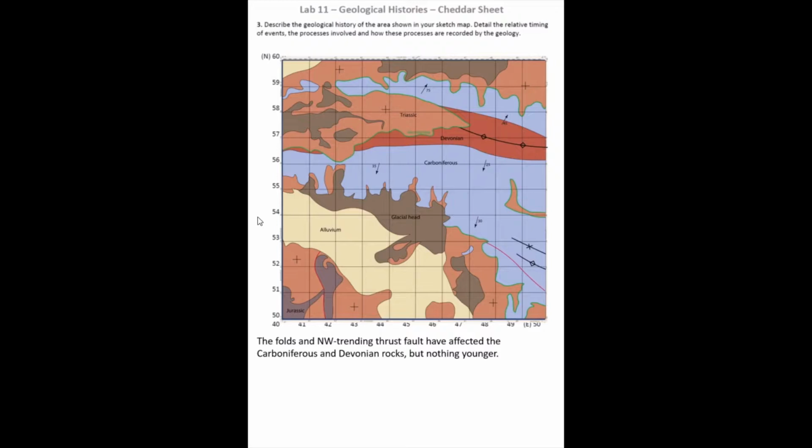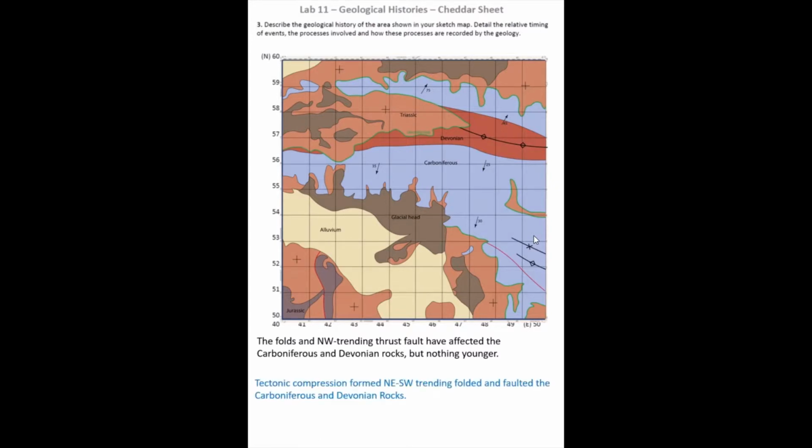Then you can see that the folds and the northwest trending thrust faults, so these guys in here, have affected the Carboniferous and Devonian rocks, but they haven't affected the Jurassic or the Triassic rocks. So those Triassic rocks, for example, are still horizontally bedded, whereas the Devonian and Carboniferous rocks are tilted and folded. So that period of folding must have happened after the Carboniferous and Devonian were deposited, but before the Triassic rocks were deposited.